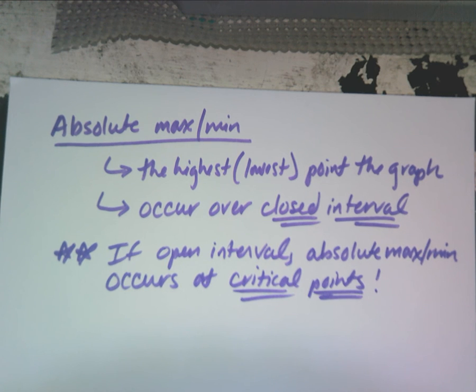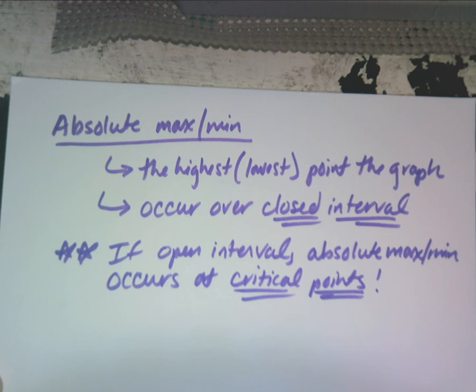Okay, so again, your absolute max and min is your highest point on the picture. It is the lowest point. In calculus, it is going to occur over a closed interval. However, they're not always going to give you a closed interval. They're going to sometimes give you open intervals here and there. Then your maxes and mins must occur at critical points.